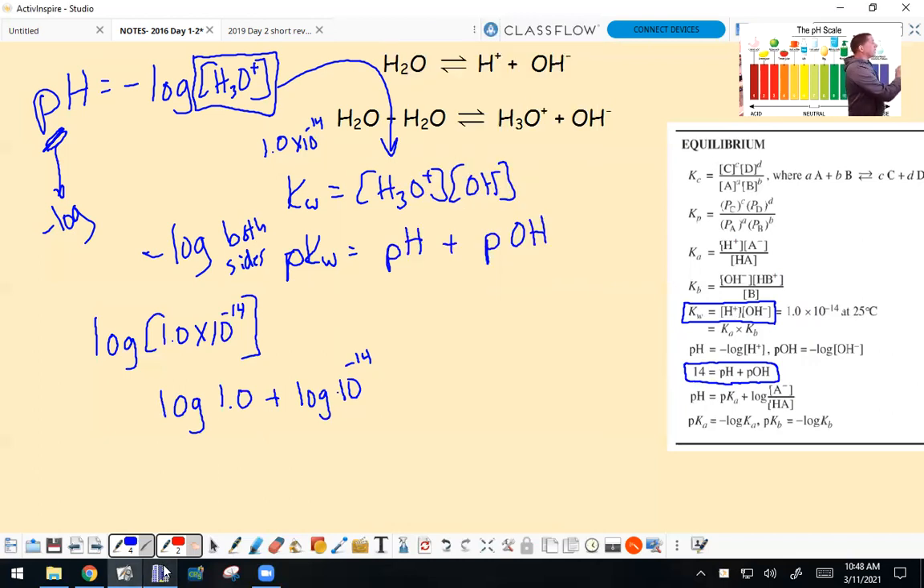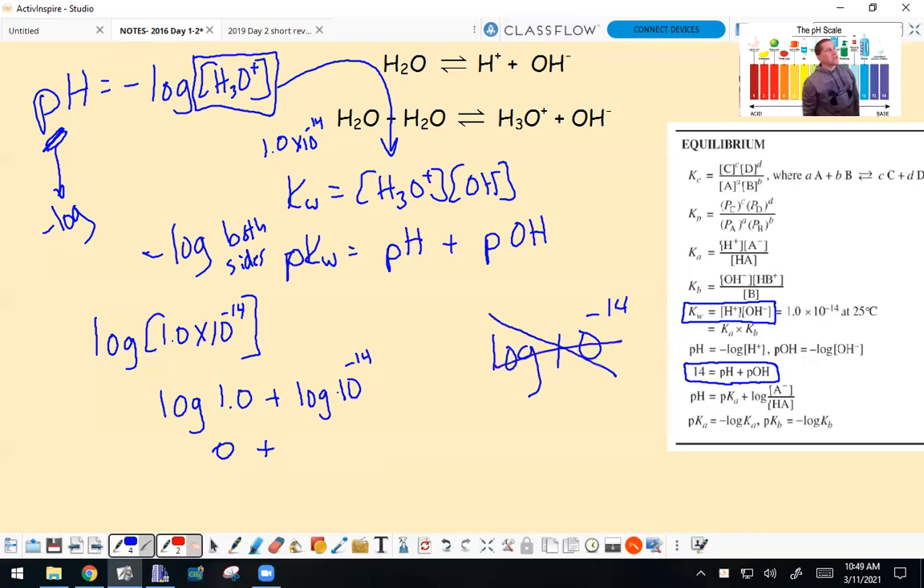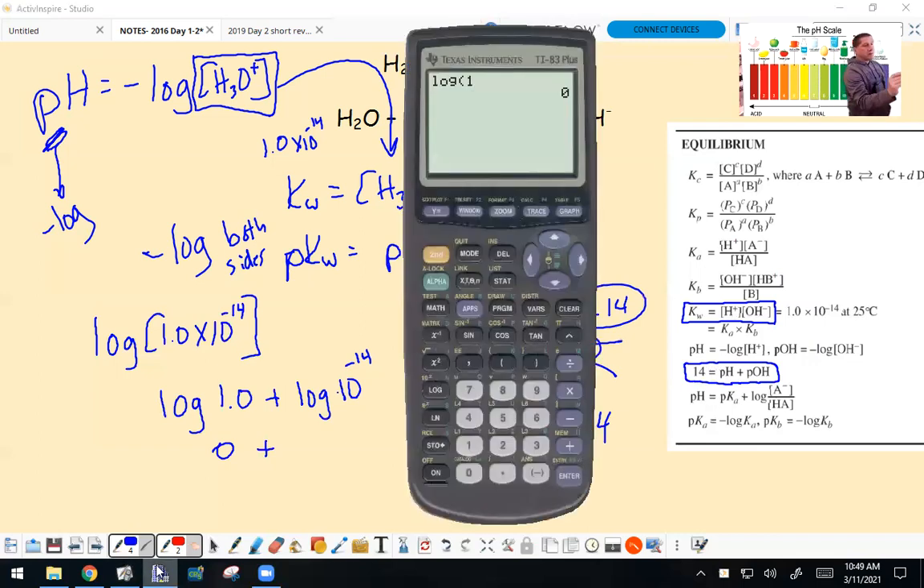So the log of 1 is 0 plus the log of 10 to the negative 14. So if it's 10 to the negative 14 and I take the log of that, that cancels out the 10 to the, and it's just whatever the exponent is. So the log of 10 to the minus 14 is minus 14. Right? If I do log of 10 to the negative 14th, it is negative 14.